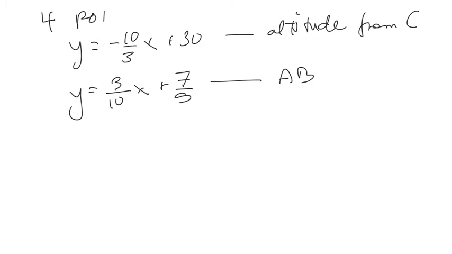Step 4 of our plan was to find the point of intersection between the altitude from C and the line AB. Because they're both in y equals mx plus b form, the most logical strategy is probably to use comparison. So in this case, I'm going to take the right side of the altitude from C, and set that equal to the right side of the line AB. So I have negative 10 over 3x plus 30 equals 3 over 10x plus 7 over 5.